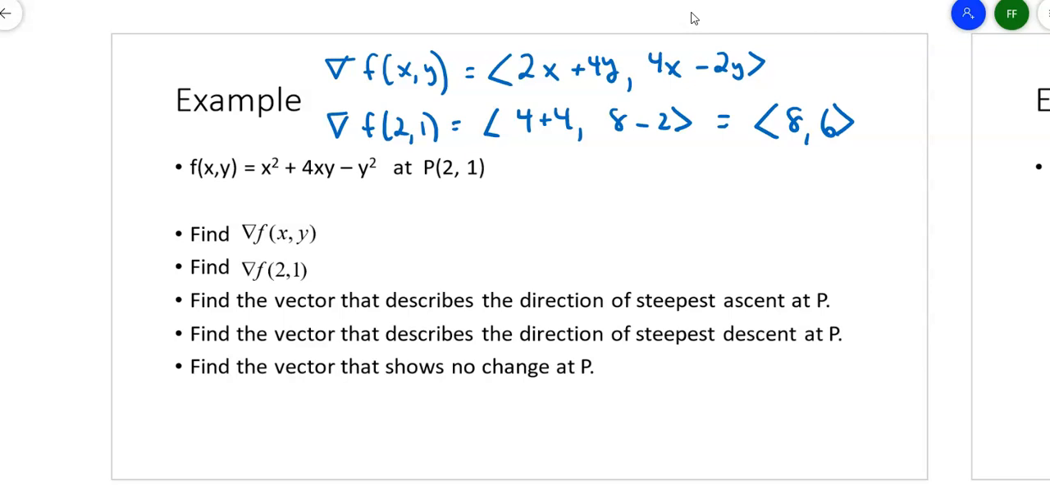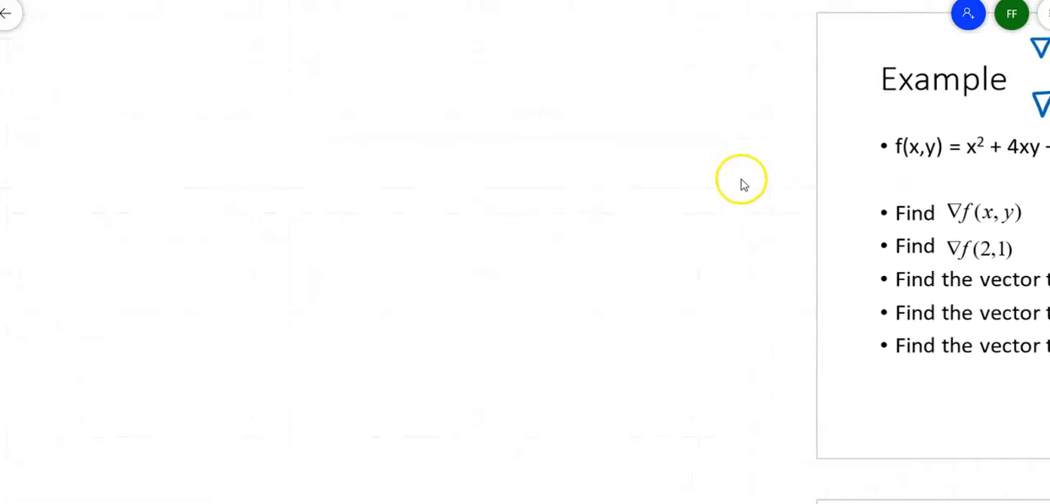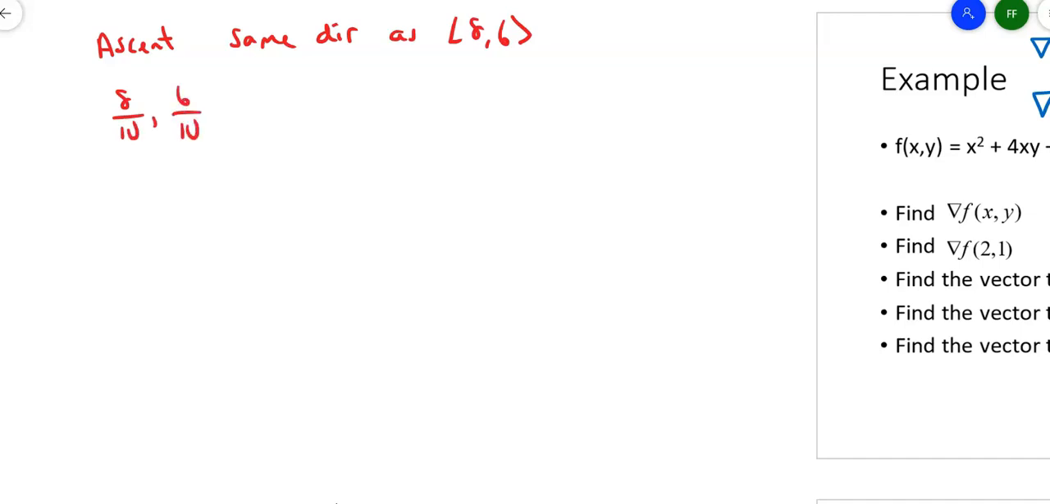Well, the steepest ascent has to go in the same direction as the gradient. So if the gradient is 8, 6, can I create a unit vector in the same direction as 8, 6? So if I want ascent, I want the same direction as 8, 6. Well, 64 plus 36 is 100. The square root of 100 is 10. So take 8 divided by 10, 6 divided by 10, and simplify that. So I come up with the vector 4 over 5, 3 over 5.